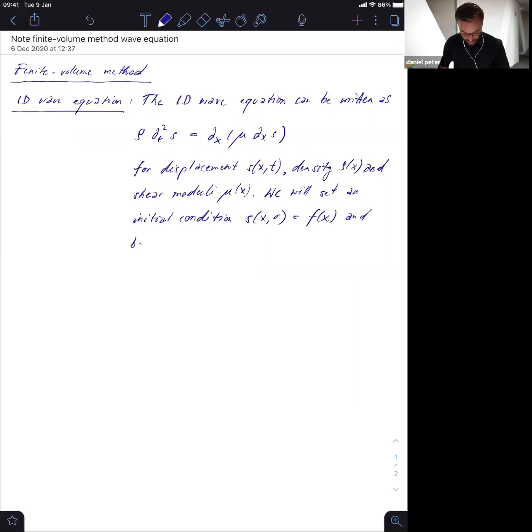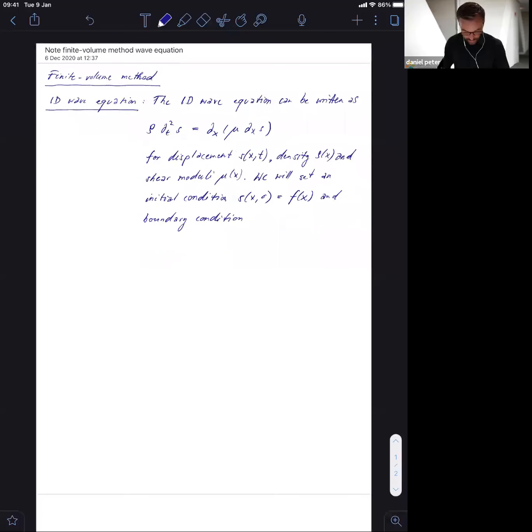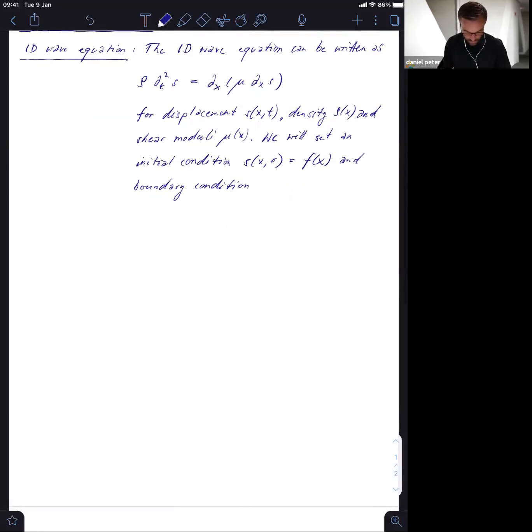And the boundary conditions will be the same as in the spectral element example. So we have the Dirichlet boundary, where we fix the displacement. The domain goes from 0 to L, and we have the positions at L and at 0. We're going to fix them to be 0. So this would be the Dirichlet boundary.